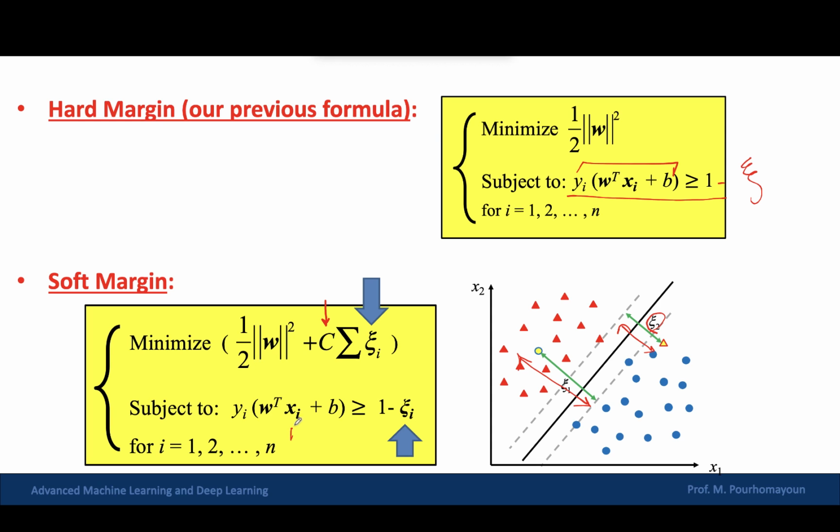So for some samples, for example, x5, if this value of xi5 is, for example, 2, it means that I will let sample x5 be not greater than 1 but greater than -2. So I will let it be on the other side of this line even. But at the same time this value should be as small as possible.